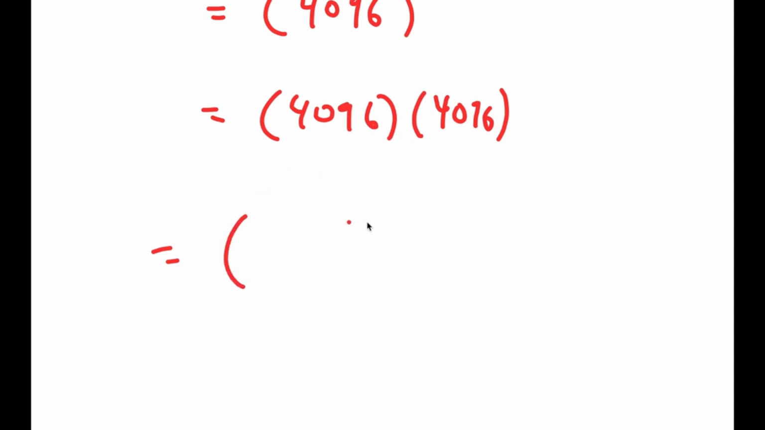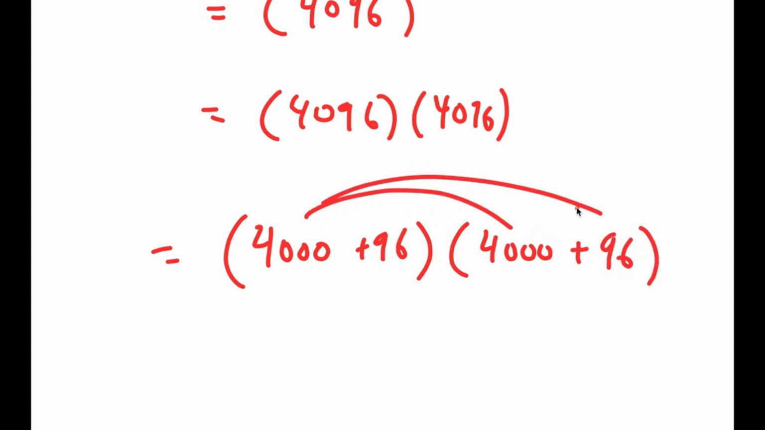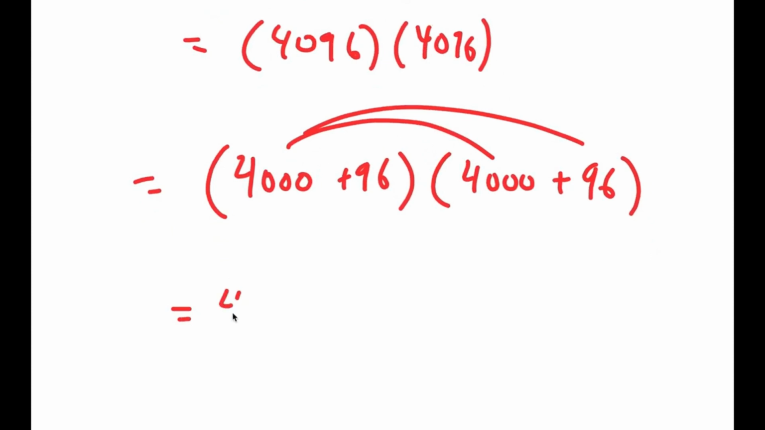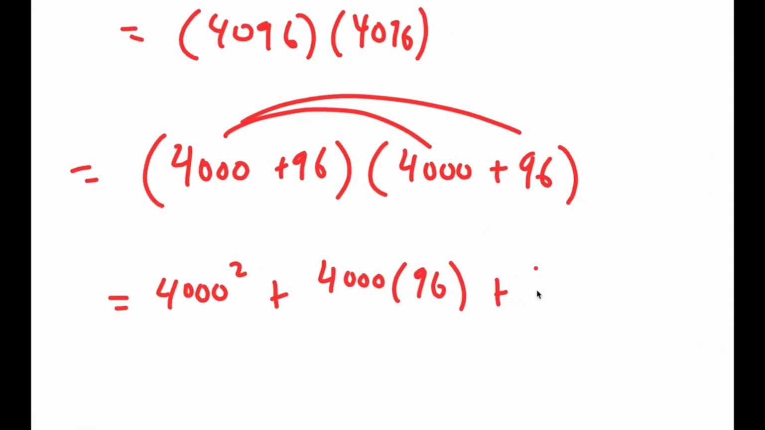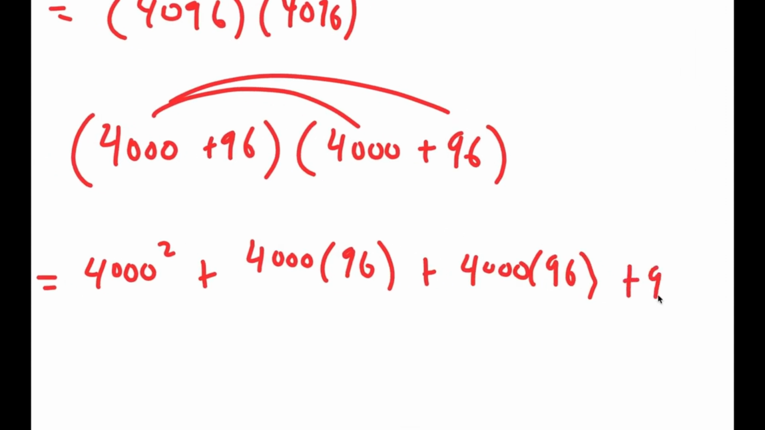to more easily solve this, I'm going to rewrite this as 4,000 plus 96 times 4,000 plus 96. And now I can use the distributive property. So I get 4,000 squared plus 4,000 times 96 plus 4,000 times 96 plus 96 squared.